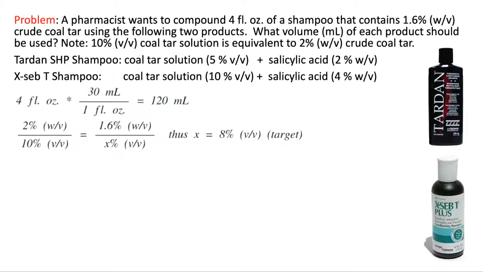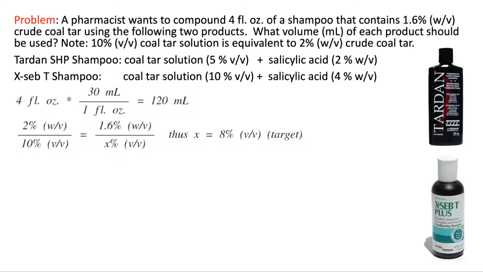So let's set that up as a proportion. And I set that up as my crude coal tar 2% weight per volume on top over the equivalent concentration of the coal tar solution, which was 10% volume per volume. So 2% weight per volume over 10% volume per volume. That comes straight from the note we were given for the conversion.